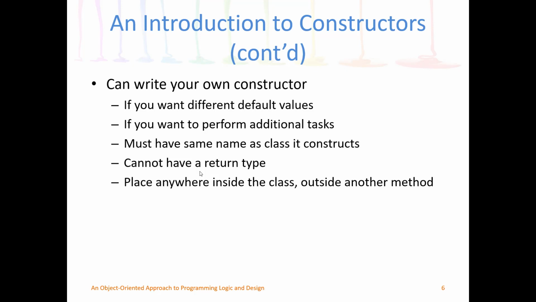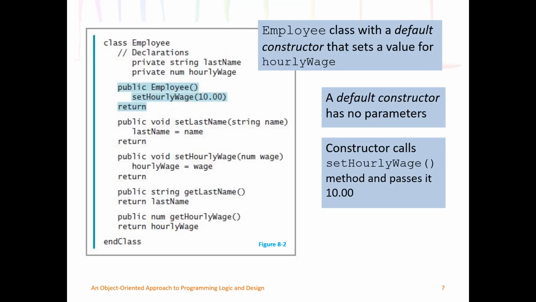You can place it anywhere inside the class as long as it's not within a method already in the class. I usually put the constructors right after the attributes. Why? Because that's the first thing when you create an object, the first method you're going to run. So here's our employee. You see in the highlighted blue, here is our employee constructor. Here's everything else as it was before.